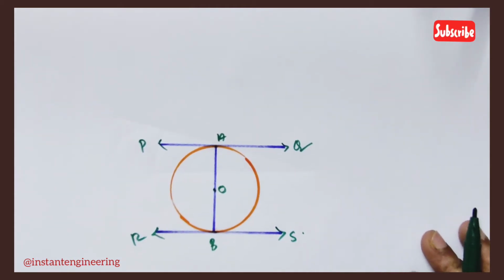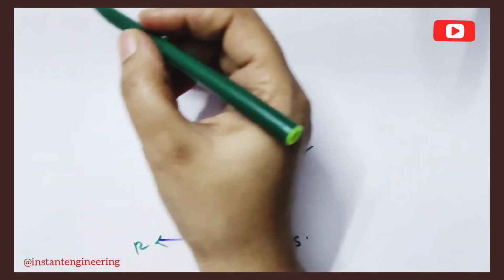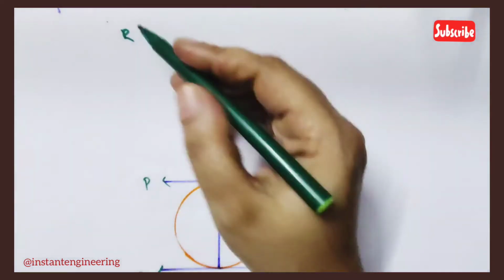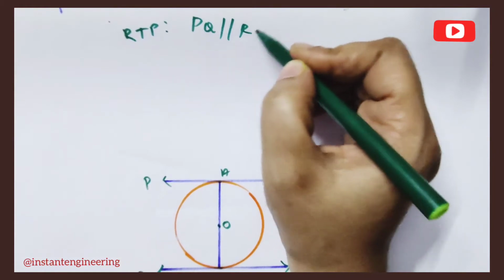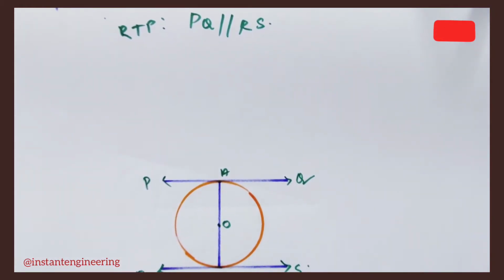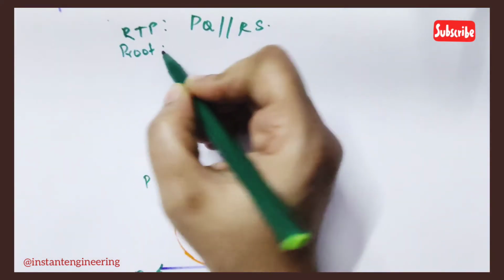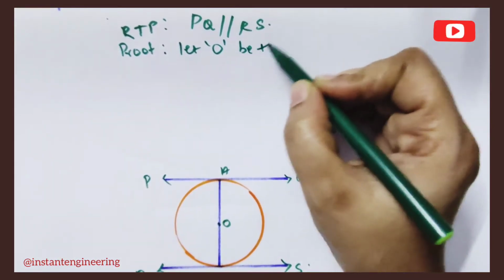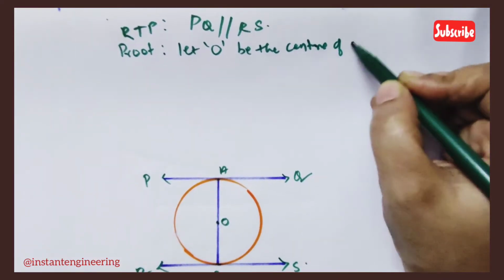Now we will see how to prove this. What you are required to prove is that PQ is parallel to RS. These two lines are parallel. This is what you are supposed to prove. Now we'll see the proof. Let O be the center of the circle.